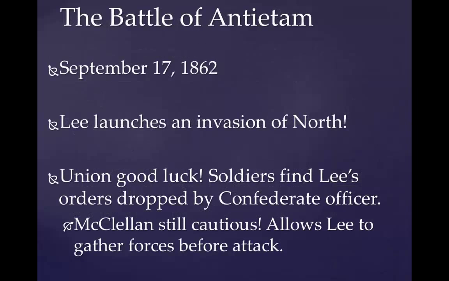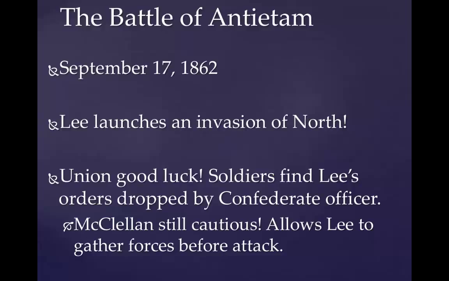And that leads us to the Battle of Antietam, which took place on September 17th in 1862. You have Robert E. Lee launch this invasion of the North. And actually, by a major stroke of luck, you have Union soldiers find the orders of Lee dropped by a Confederate officer.